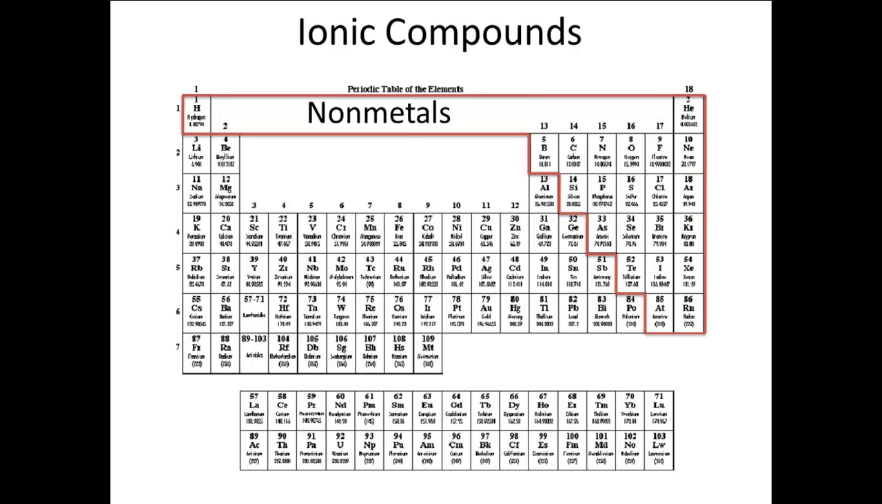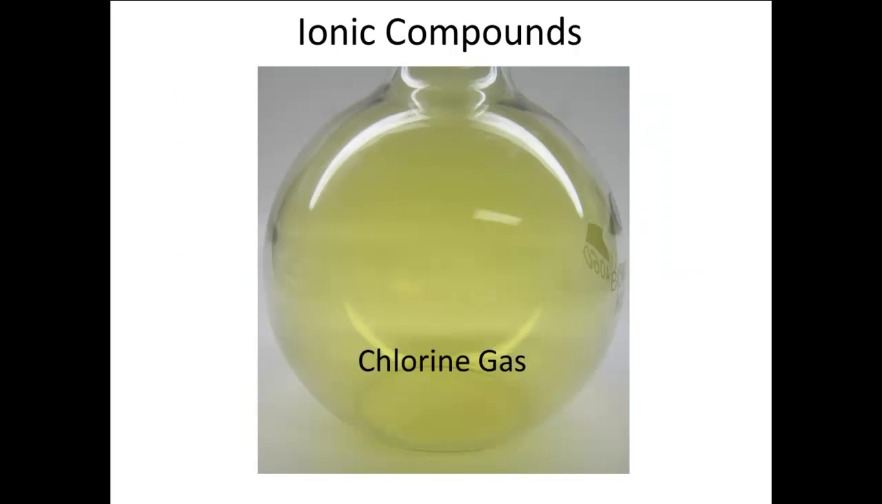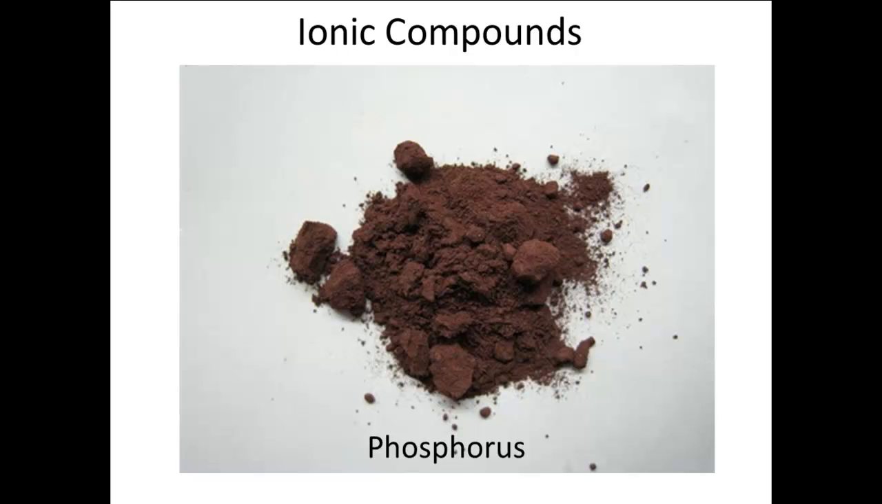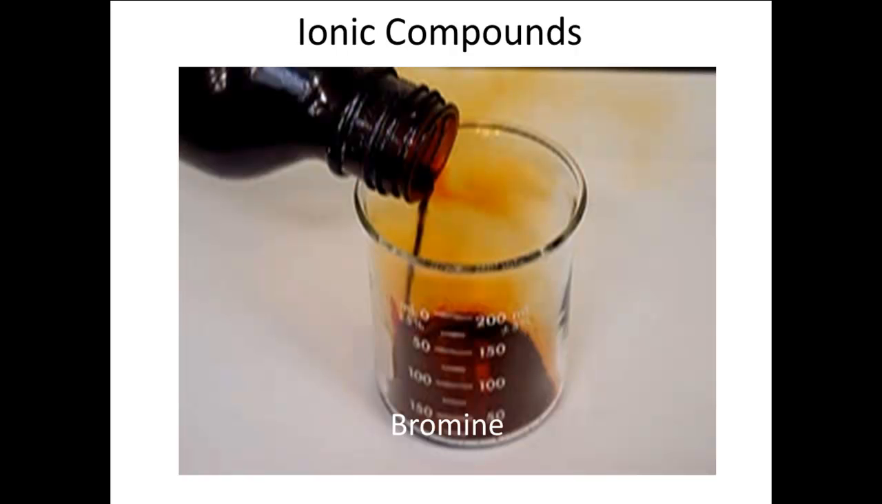Nonmetals are to the right and top of the table, except for hydrogen, which is a nonmetal and is on the far left of the table. Nonmetals are gases, like chlorine or the noble gases, or usually low melting point solids like sulfur or phosphorus. There's also one liquid at room temperature, bromine. Nonmetals tend to form negative ions.